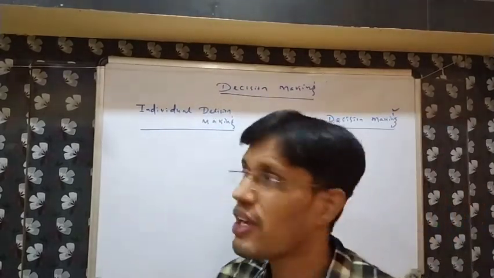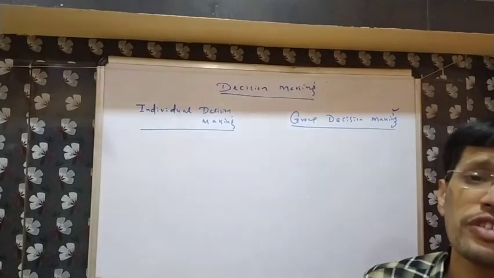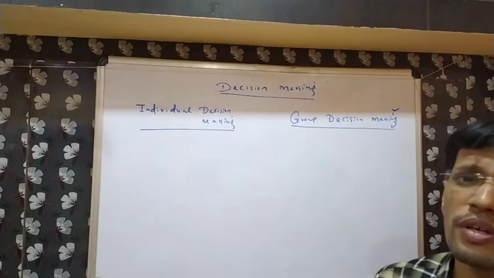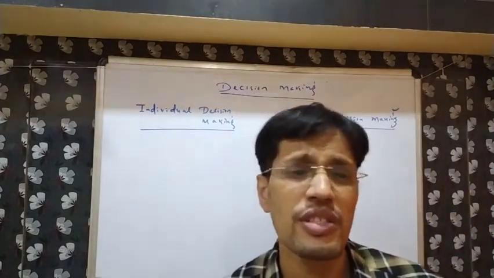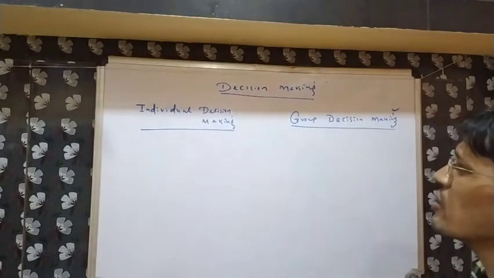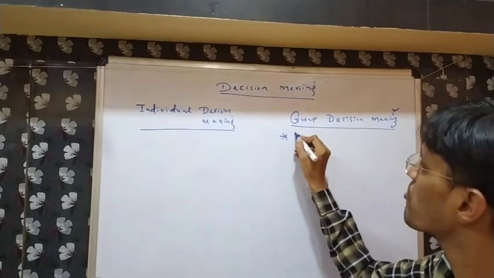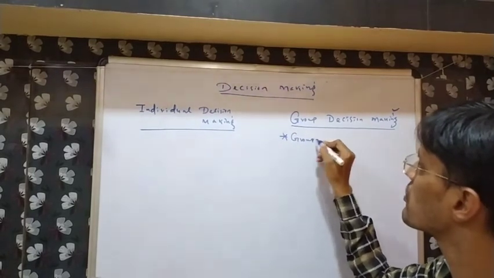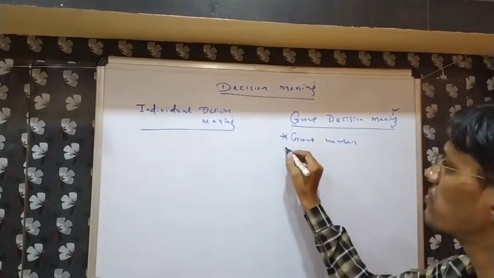In other words, I can say in group decision making, a group of individuals will be responsible for taking the business decision. So in group decision making, who is responsible? In group decision making, group members will remain responsible.